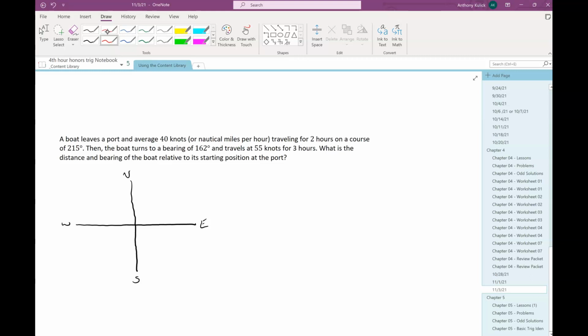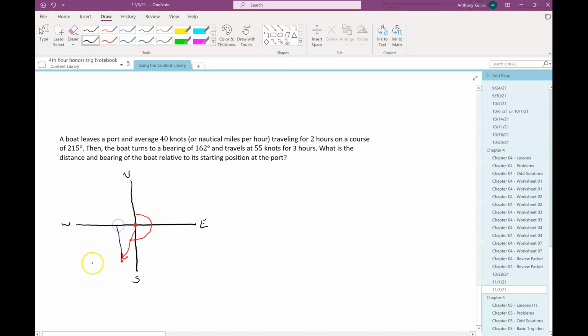So the idea here is we have some port. The natural place to fix that would be the origin, right? So we go on a bearing of 215. Bearings go from the north. So 90, 180, and 35 more puts us down here. So now our boat is over here, right?